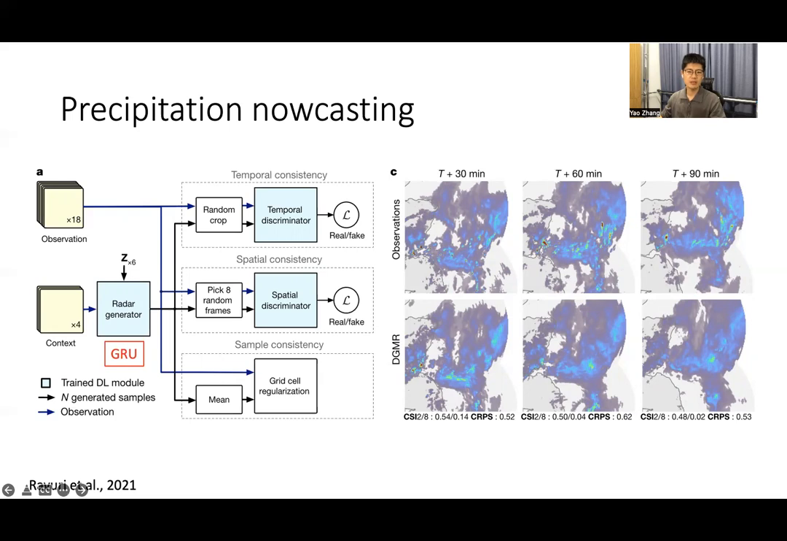It is like a contest between these two players, in which the generator generates some samples, and the discriminator tries to determine whether they are real or fake. The trained network will be able to generate samples from nowhere that look like real data. The gated recurrent neural network, the GRU, is used as a generator which provides the estimate of precipitation in the near future. And two discriminators are used for temporal information and spatial information identification.